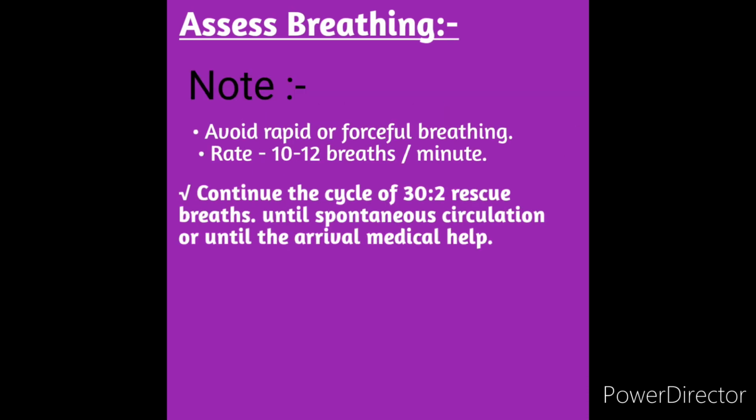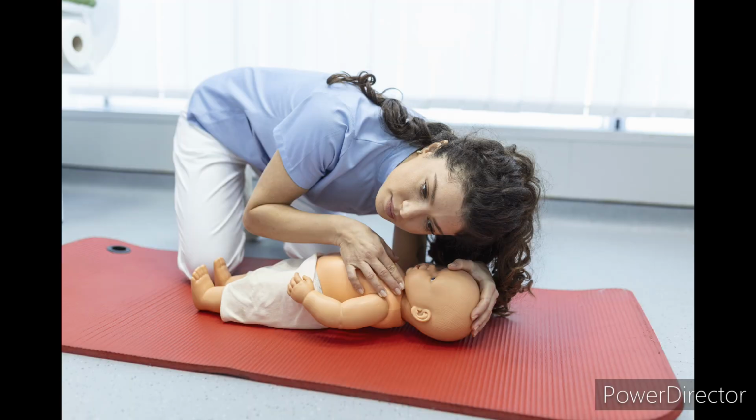Allow the victim's lungs to relax. This is the note in assessing breathing: avoid rapid and forceful breathing. The rate should be maintained at 10 to 12 breaths per minute. This continues with a ratio of 30:2, friends, 30 compressions and 2 rescue breaths. We have to continue until spontaneous circulation returns, observe, and assess breathing.